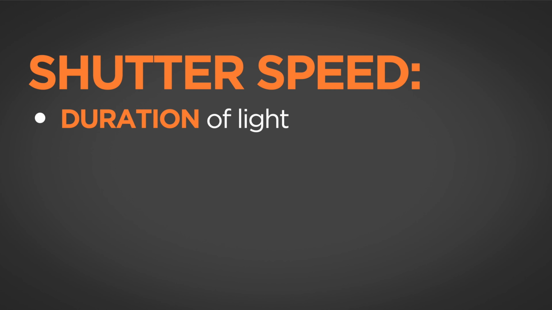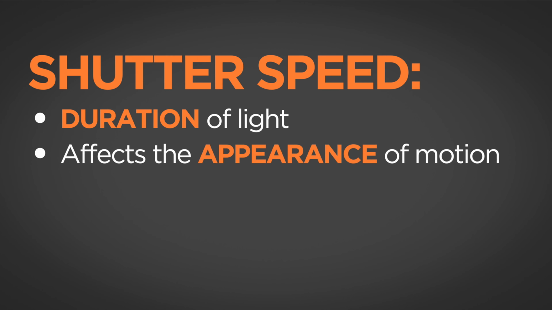So in addition to affecting how much light is in the photo, the brightness of the photo, here's what else changes with shutter speed, and that is the appearance of motion. So this is how you can have blur in your photo from things that are moving, or you can stop the motion, freeze the motion of something that's moving very quickly, and that is controlled by shutter speed.